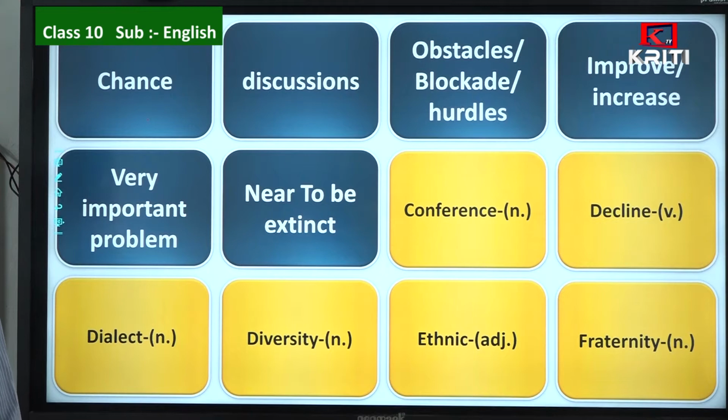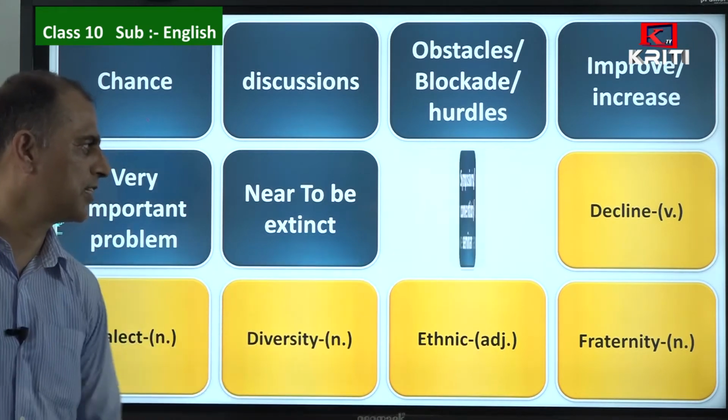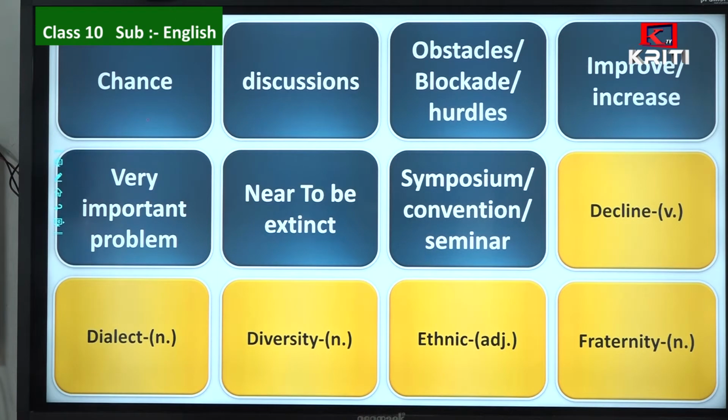There is Junior Red Cross in your school as well, and you may be the delegates of that Junior Red Cross. And you might have taken part in a seminar. That seminar, that symposium, that is known as conference. Okay, let's see what the meaning of conference is. This is symposium, convention, or seminar. Conference is also workshop. Right?